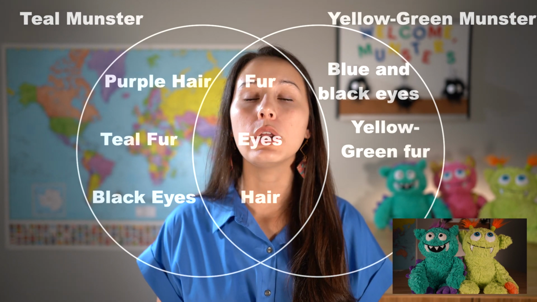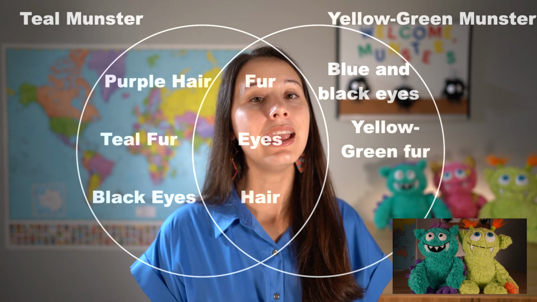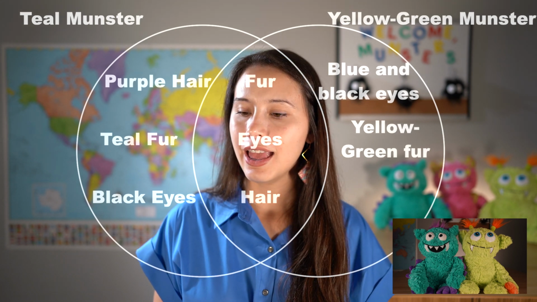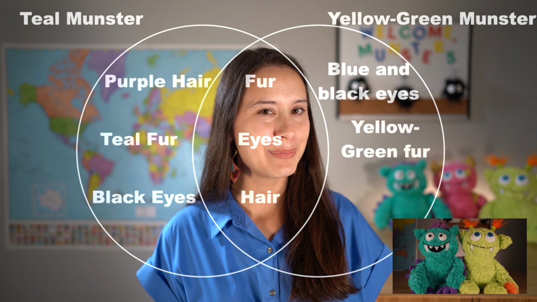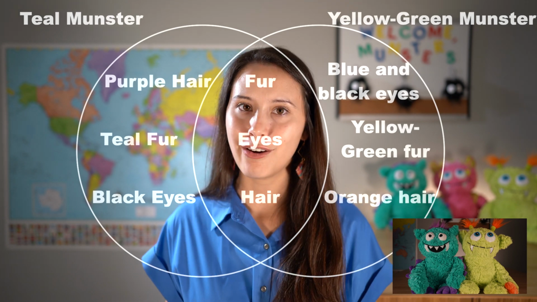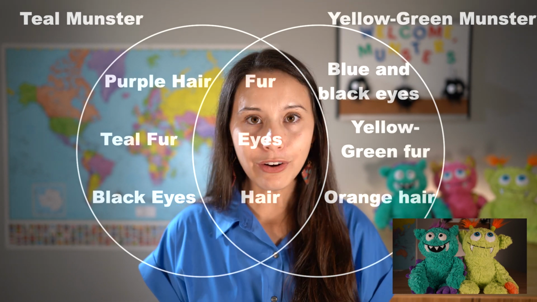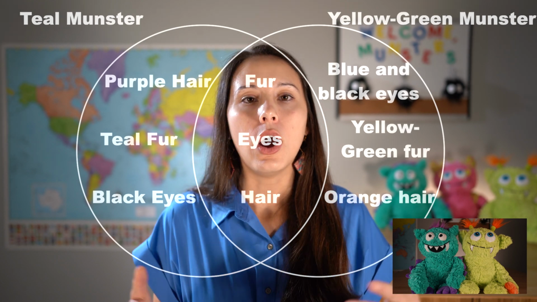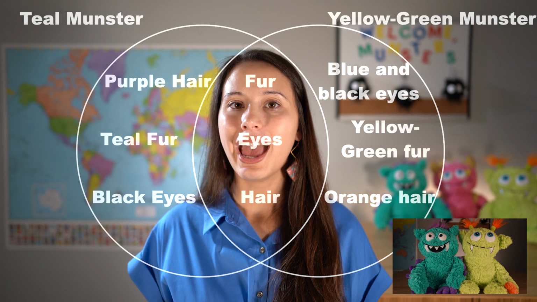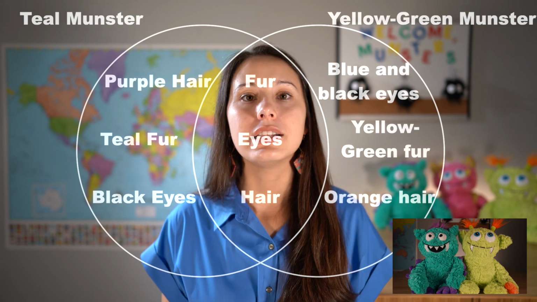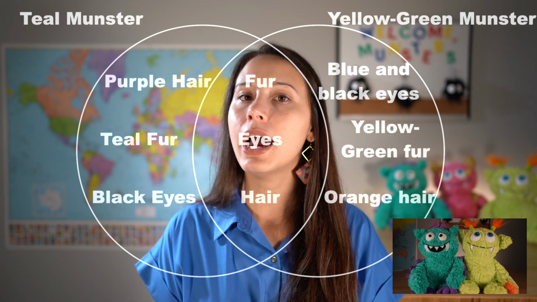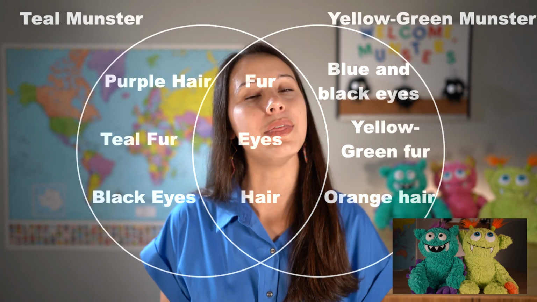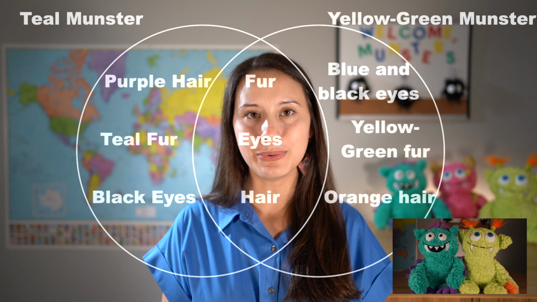It's yellow and green. And finally, there's one more difference that this yellow-green Munster has. Do you guys know what it is? Orange hair. This Munster has hair, but it's orange, whereas our other Munster, the teal Munster, has purple hair. Munsters, I'm going to give you some time to make sure that you have what I have from the word bank, and then we're going to move on with problem number 2.